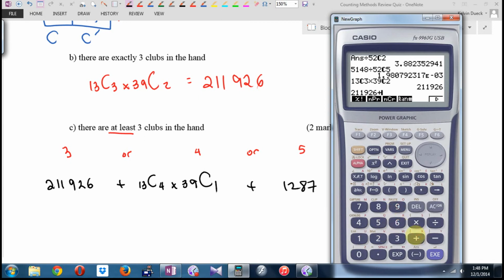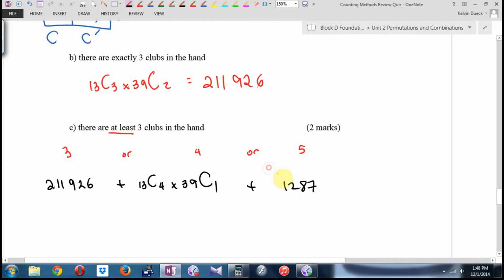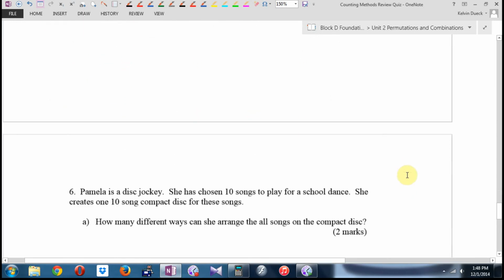211926, or 13 choose 4 and 39 choose 1, or 1287. Do y'all get 241,098? Again, if you got the right answer, 2 out of 2. Otherwise, since that last line has 4 different things, a half mark for each thing. Turn the page.